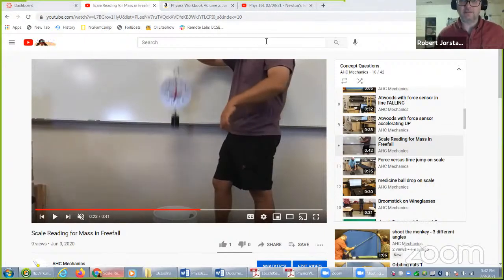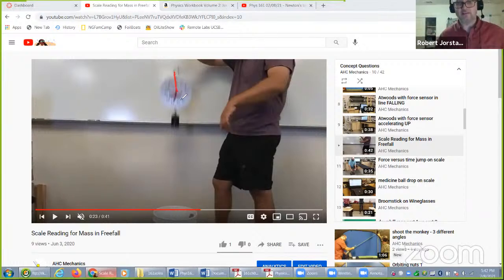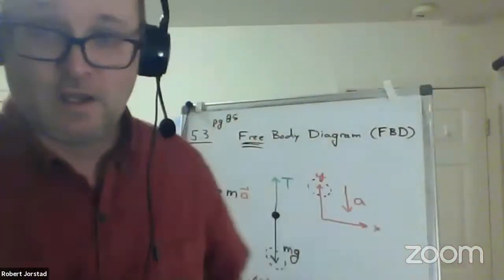There's that scale reading. It's really hard to see. Right there, it did peg to zero. So when you drop this thing, it's in free fall. I'm not holding it anymore. And so when I drop it into that bucket, we see the scale reading. So this seems to match up to everything that we were predicting in this simple problem.